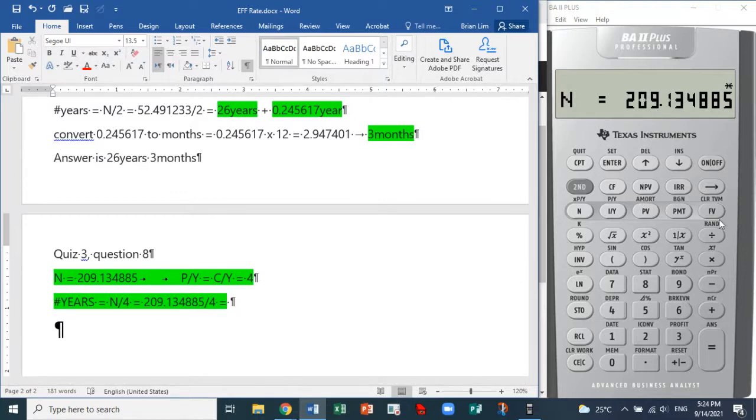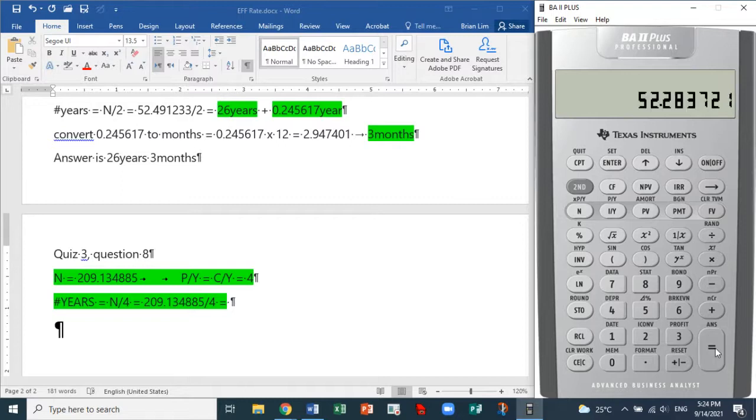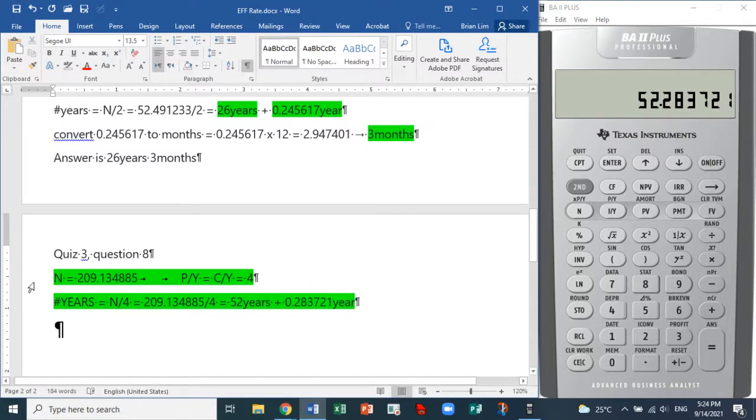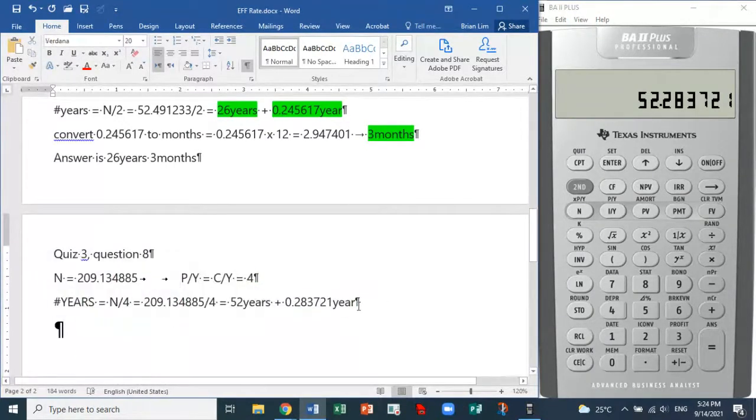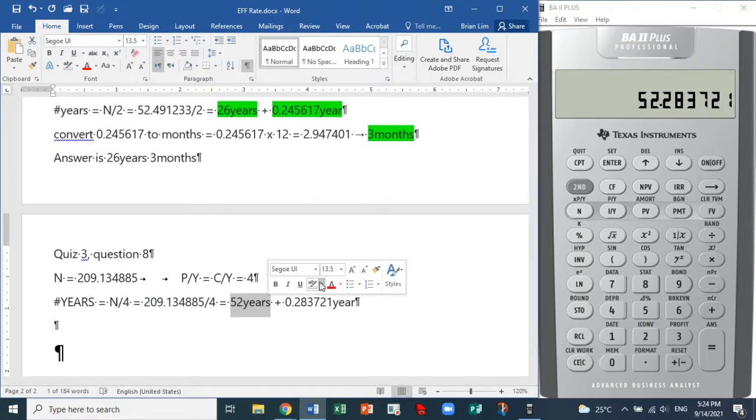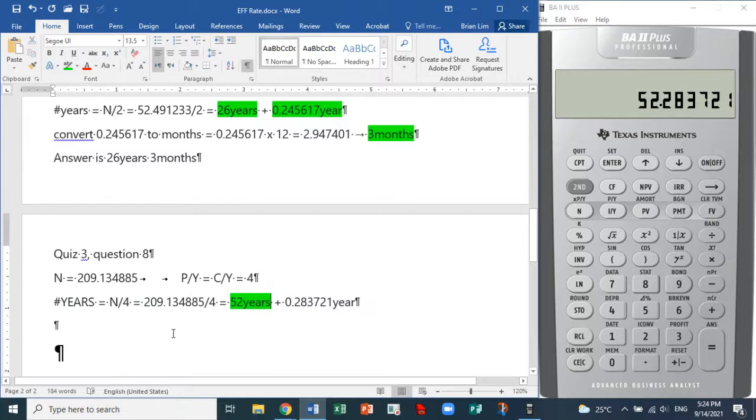So we have it right here. We'll divide by 4, and that gives us what? So we have 52 years, all right? This is 52 years plus 0.283721 of a year, right? So let's get these out of the way, and we will get out of the color, and then we might have finally escaped it. All right, so we have 52 years, so that is part of the answer. We will highlight that. That is surely part of the answer.